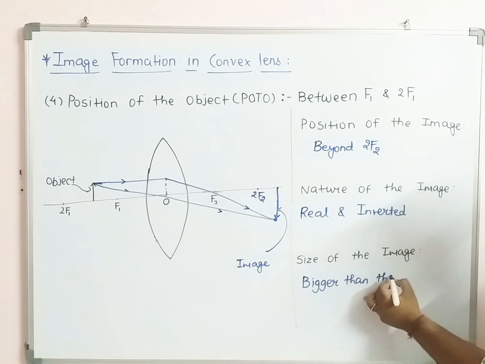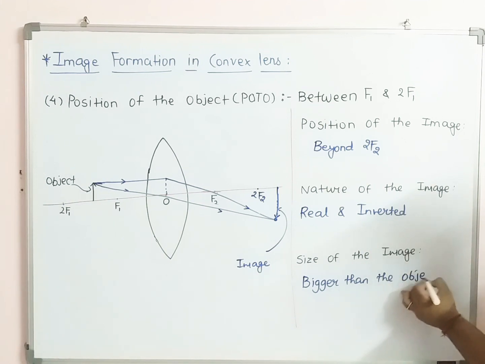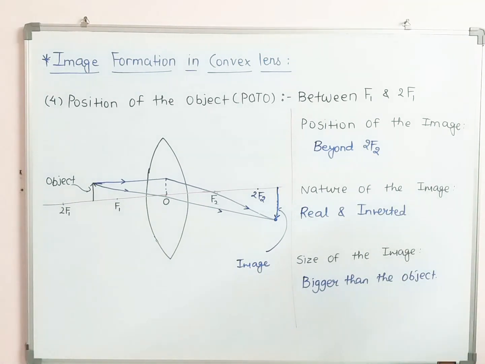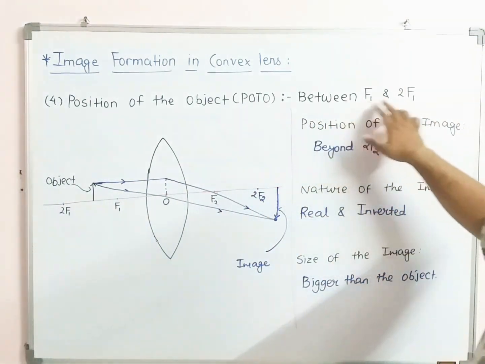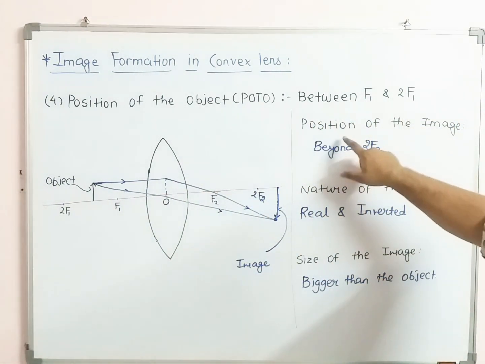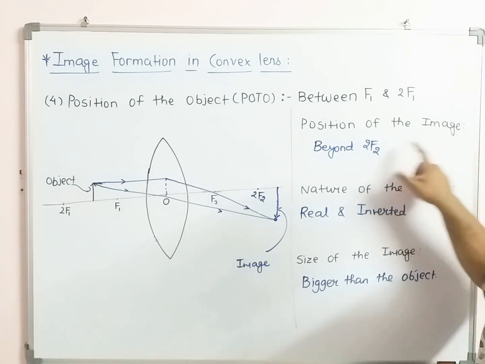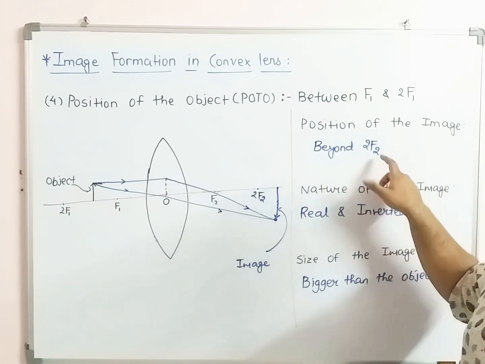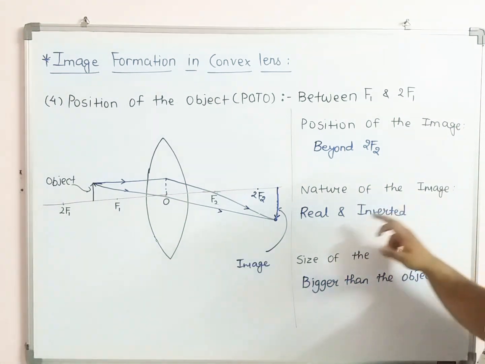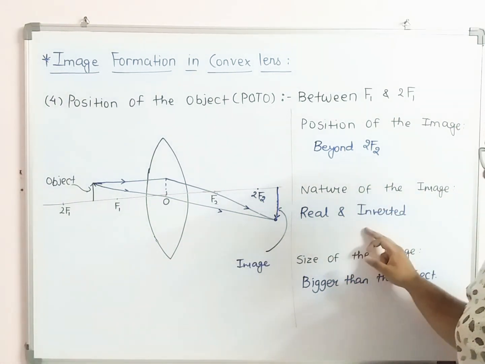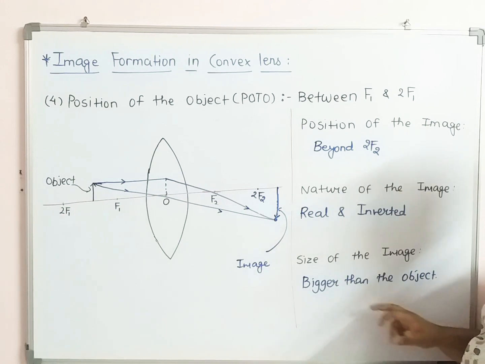So students, you can see when our object is between F1 and 2F1, then the position of the image is beyond 2F2 and it is on the opposite side to the object. Now the nature of the image is real and inverted and the size of the image is bigger than the object.